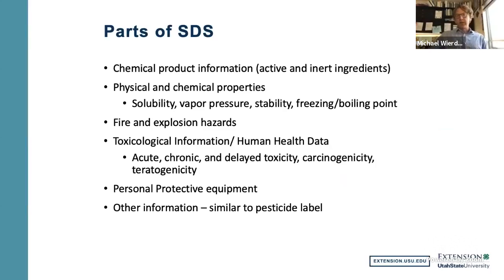The safety data sheet includes information about the pesticide's active and inert ingredients, physical, fire, and explosion data, toxicology, and PPE. It provides greater detail when compared to the label. However, the label provides all the basic precautions and information needed for handling the product.